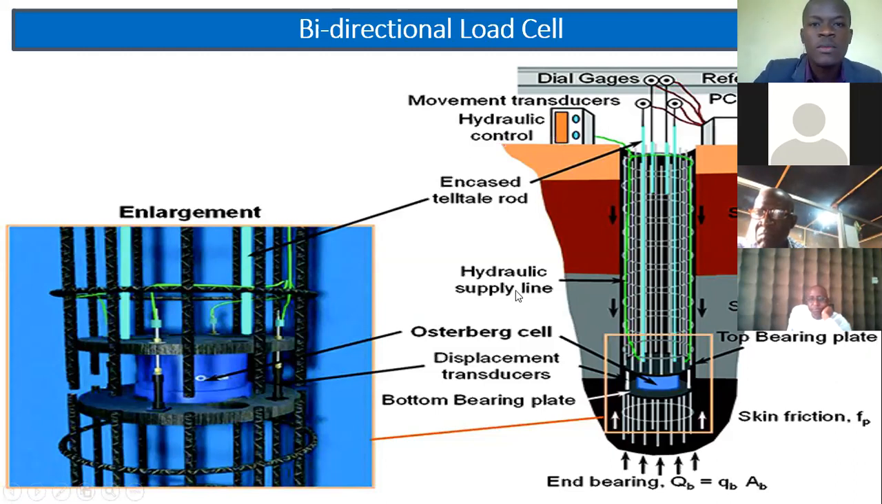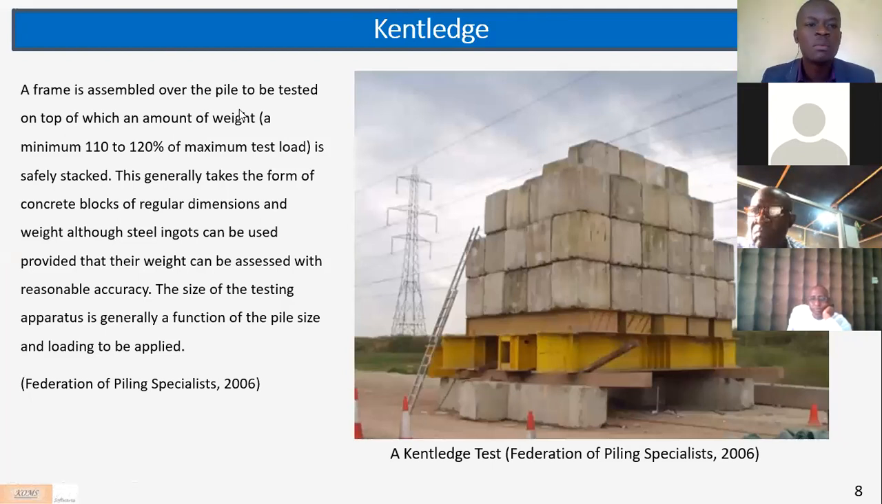Okay, moving on. So this is the Kentledge system, where concrete blocks of known weights are placed on a frame. Say a frame is assembled over the pile to be tested, on which an amount of weights is safely stacked. And this generally takes the form of concrete blocks, or sometimes steel ingots can be used, as long as the weight can be assessed with reasonable accuracy.